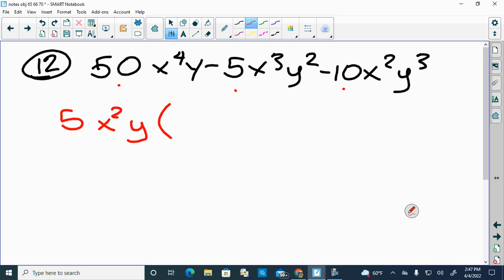Okay, so 50 divided by 5 is going to give you 10. Started with 4, took out 2, so there's still 2, but there's no y's left. Okay, now I go on to my next one. So negative 5 divided by 5 is going to be a negative 1. Started with 3 x's, took out 2 x's, so there's still an x left. Started with 2 y's, took out a y, so there's still a y left. Okay, and then the last term, so negative 10 divided by 5 would be a negative 2y squared. Perfect.